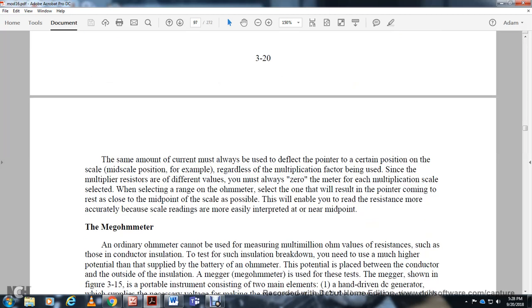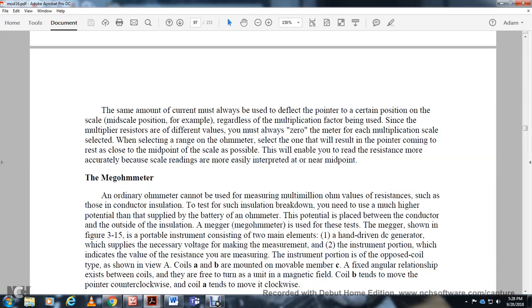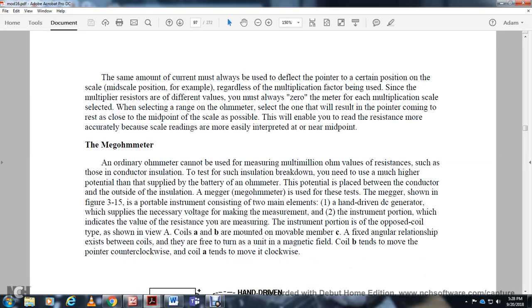The same amount of current must always deflect the pointer to a certain position, the midscale for example, regardless of the multiplication factor being used. Resistors of different values must always zero the meter on the selected multiplication scale, with the pointer coming to the midpoint of the scale. This makes it possible to read the resistance more accurately, as the reading is easily interpreted near midpoint.